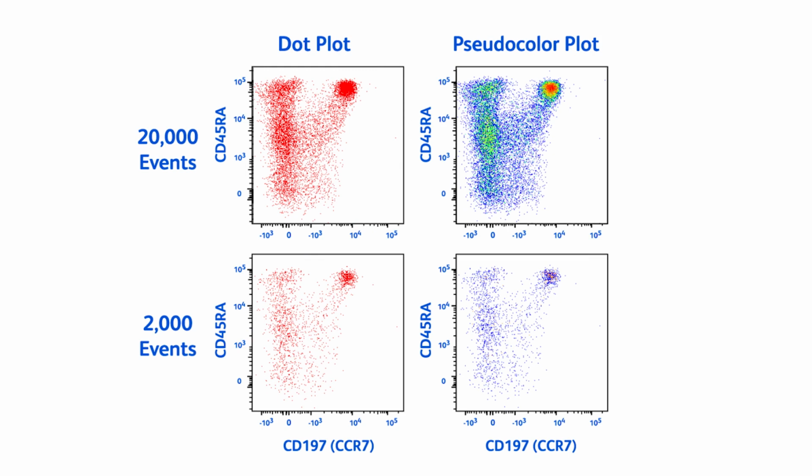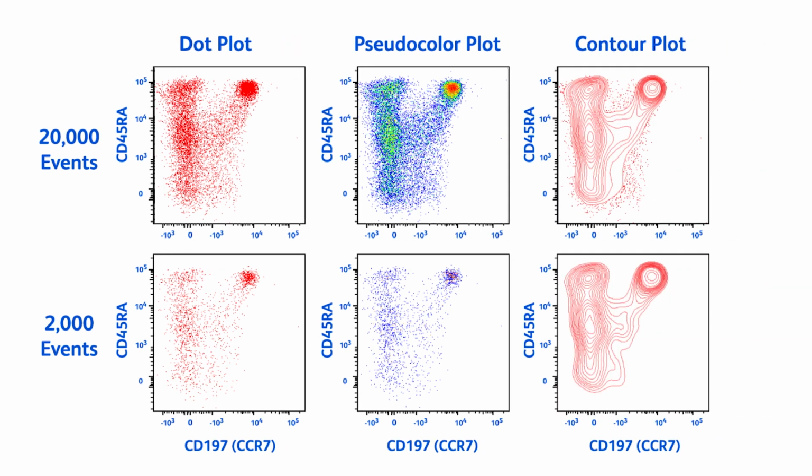Another disadvantage of dot plots, whether single color or pseudocolor, is that the visualization of populations is very dependent upon the number of cells collected. Compare these plots with 2,000 or 20,000 events. At 2,000 events, you begin to lose the resolution of distinct subpopulations. However, when displayed as contour plots, the subpopulations are equally seen with 2,000 or 20,000 events.